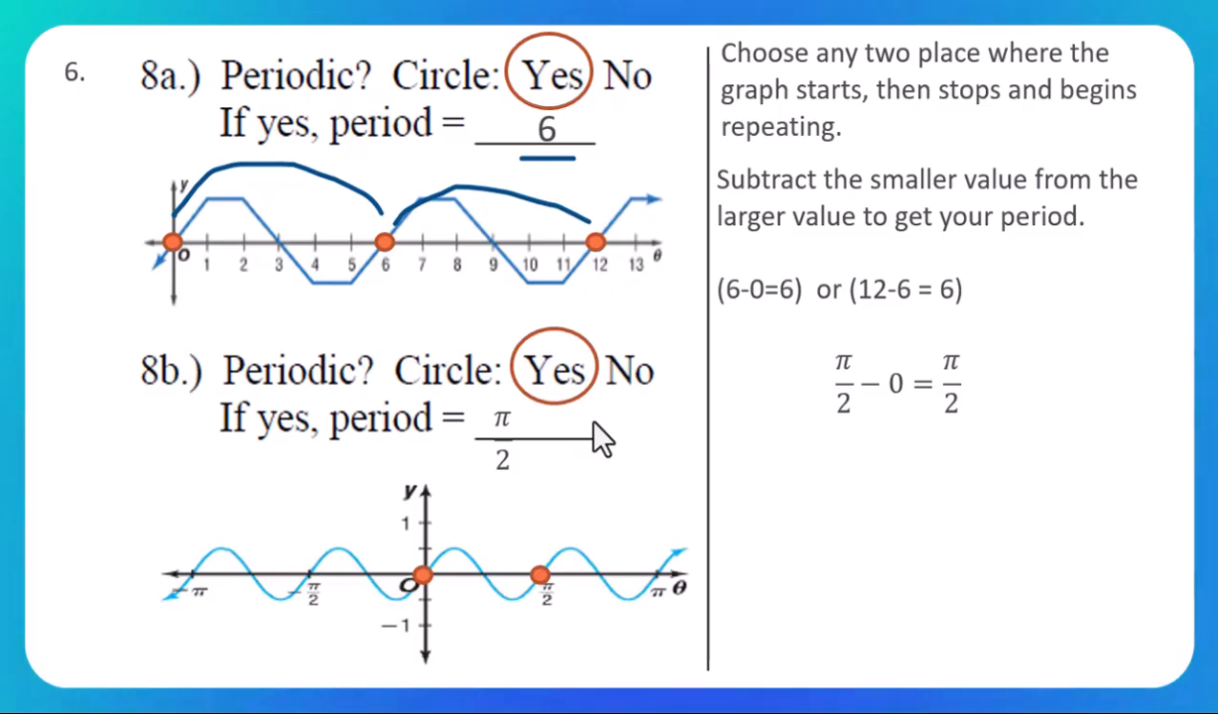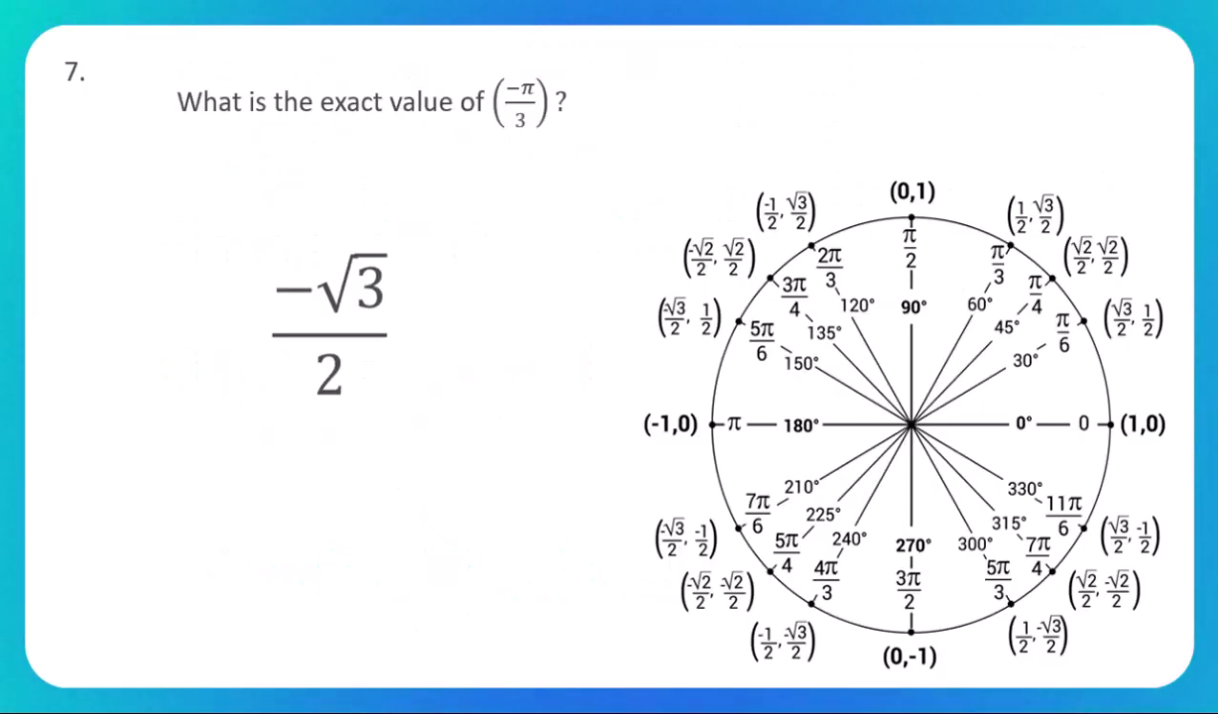Okay, and then it has a period of pi over 2. So I started here at 0. It starts repeating at pi over 2. So pi over 2 minus 0 equals pi over 2. Number 7, we want the exact value of negative pi over 3.